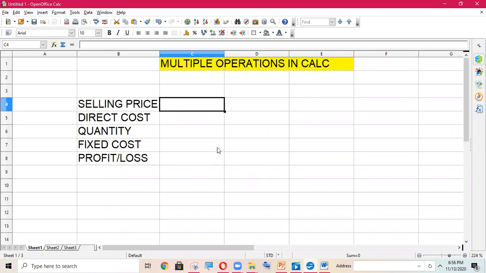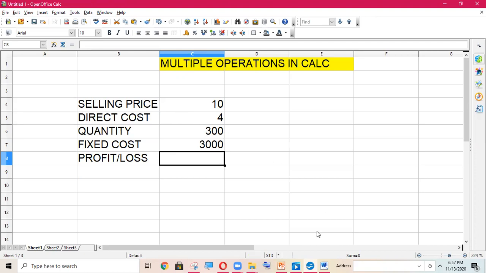So what's the selling price? For example, I'm selling a pen for 10 rupees, but the manufacturer sold it to me for 4 rupees. And I'm selling a quantity of about 300 pens. And let me give a fixed cost. So what will be the fixed cost? Quantity into the selling price, that is 3,000. So I'm giving it as 3,000.